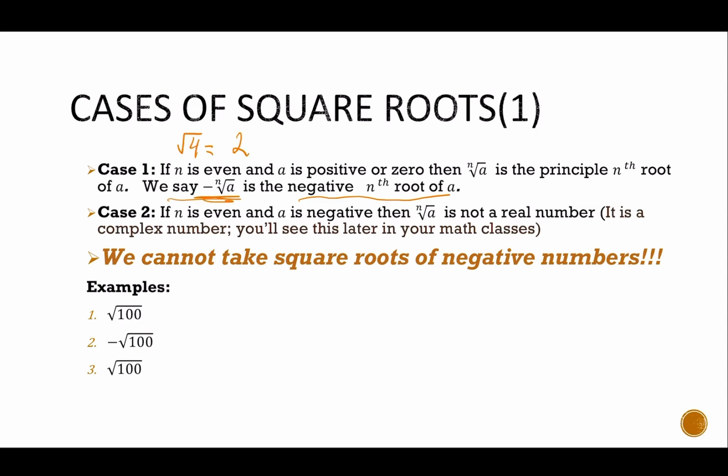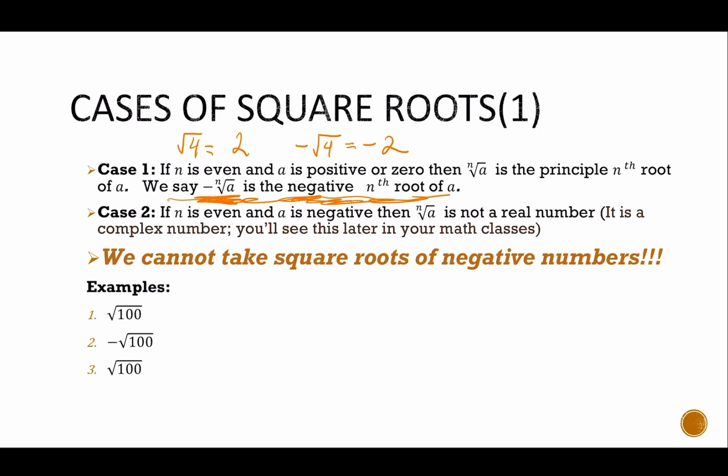But if I want to get the negative nth root of a, then I'm going to put the negative symbol out front. We simplify what's under the radical. We kind of treat it like a grouping symbol or an exponent. That would give me negative 2, right? This is how we're going to distinguish between whether we want the positive or negative root.